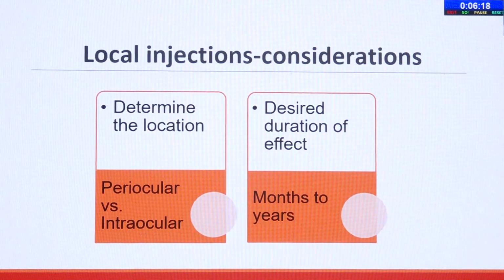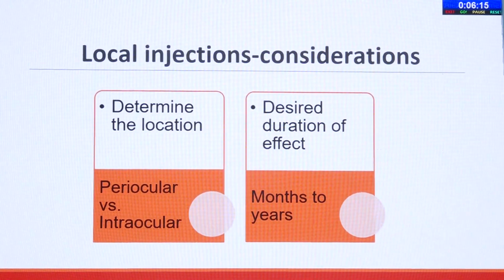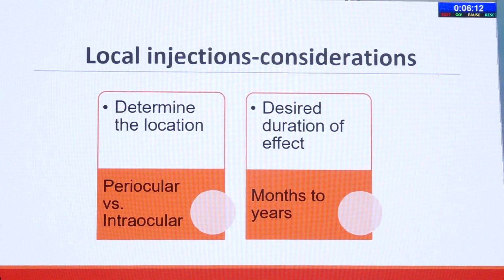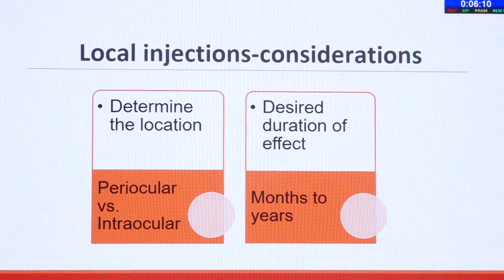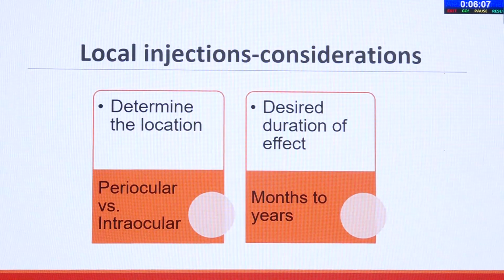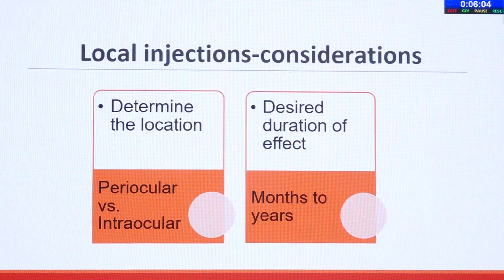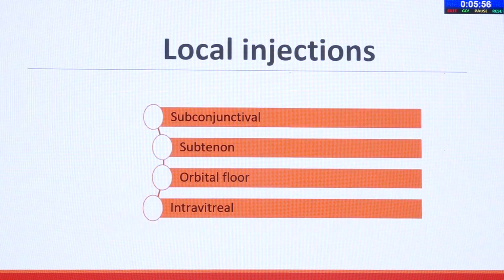So how do we consider local injection? First, where you want to give it, periocular or intraocular. Second, how long you want the action to last, months or years. Fluocinolone acetonide implant can work for 3 years, whereas intravitreal clindamycin will work for about a week, and you need to repeat it after that. Dexamethasone will work for 3 months. The injection can be subconjunctival, subtenon, or orbital floor, which a small limited group of people does and which nowadays is not that popular. Intravitreal injections and implants have come in a very big way in the treatment of uveitis.